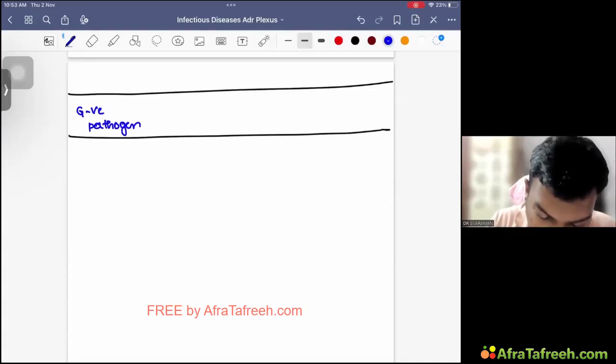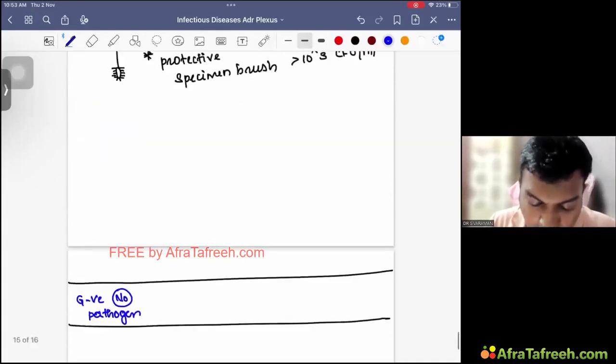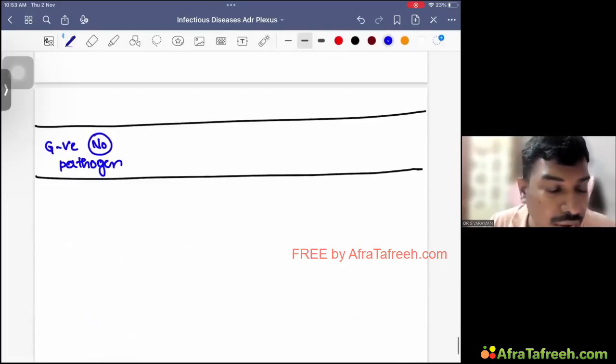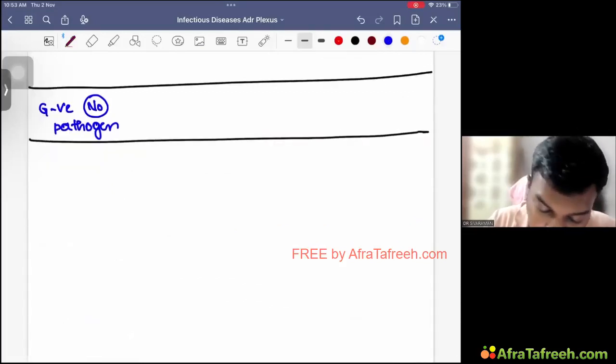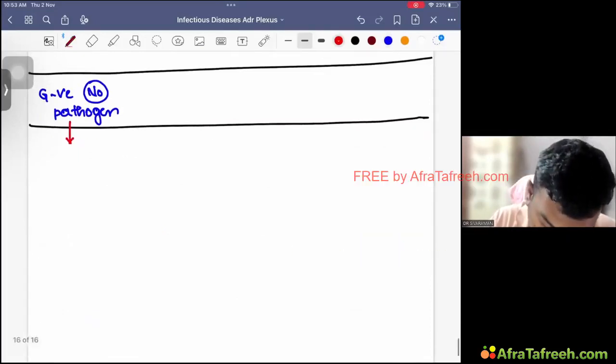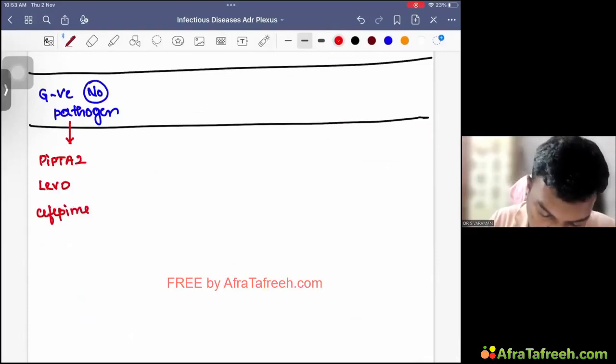Whenever there is no risk factor for gram negative pathogen, this is fitting true for all risk factors like previous antibiotics, previous hospitalization, local antibiogram, etc. So when no risk factor is there, then you go for piptaz, levo, or cefepime.